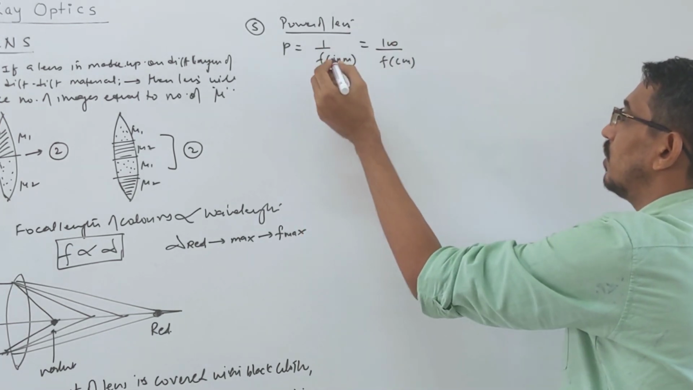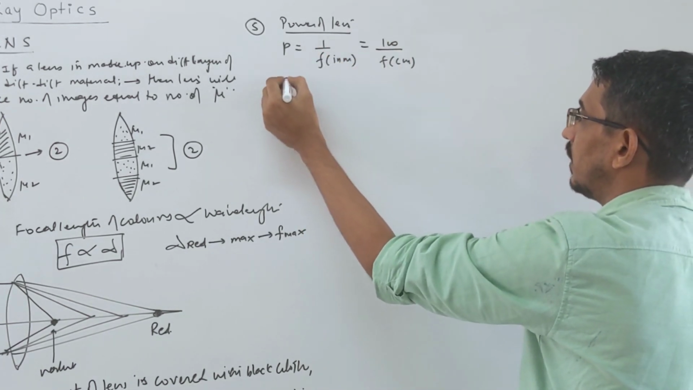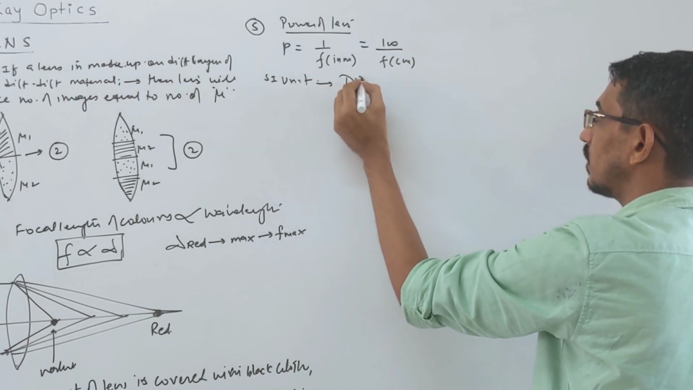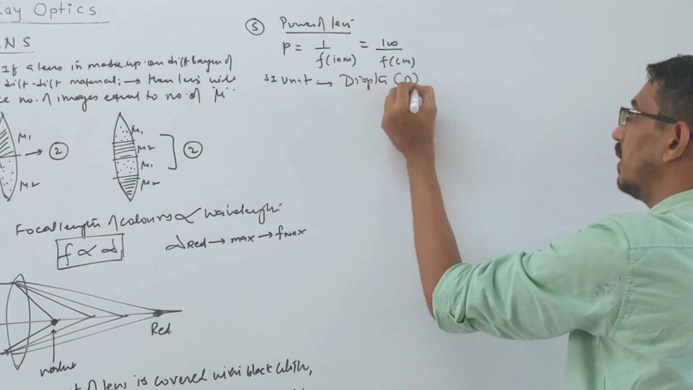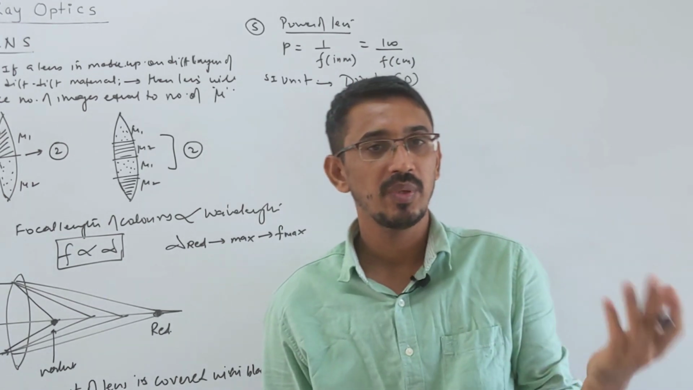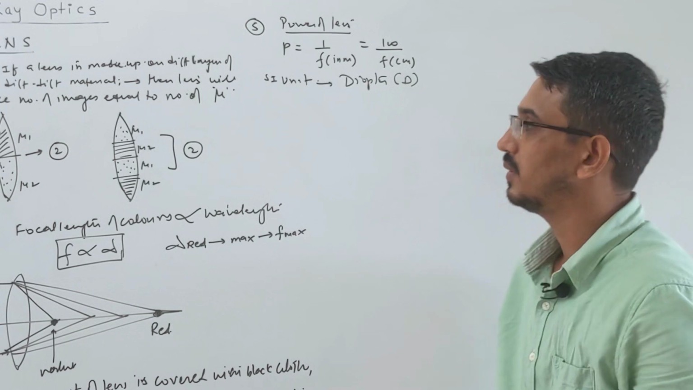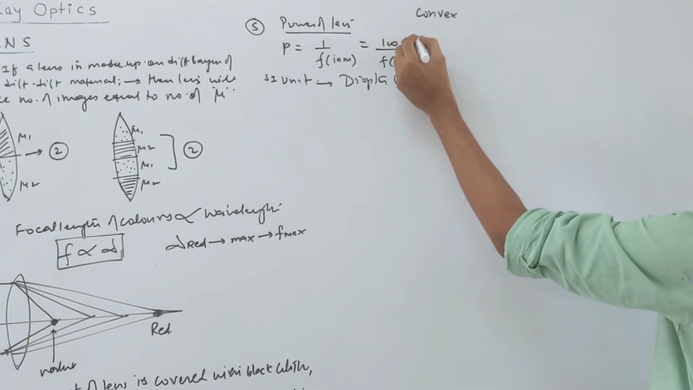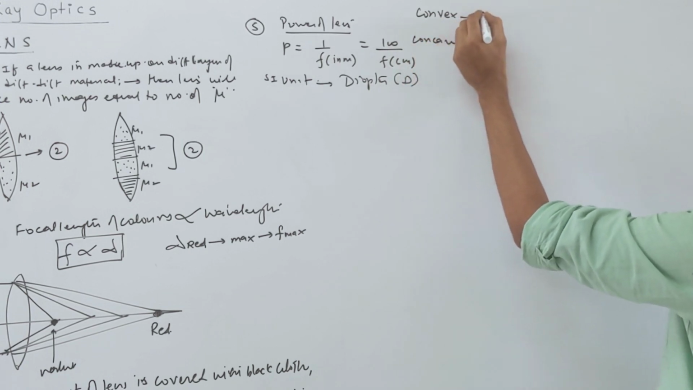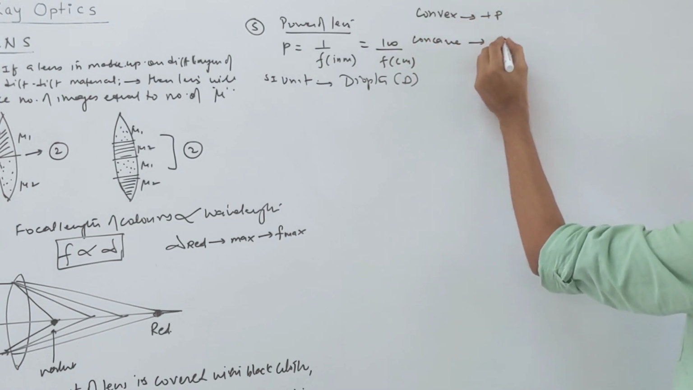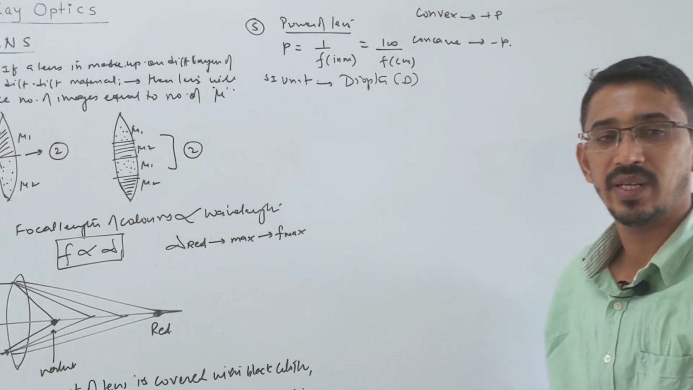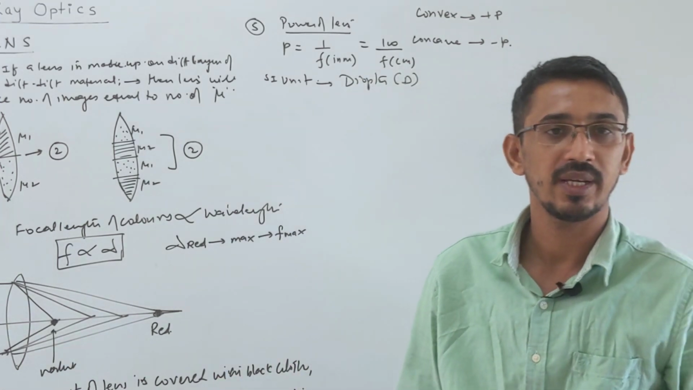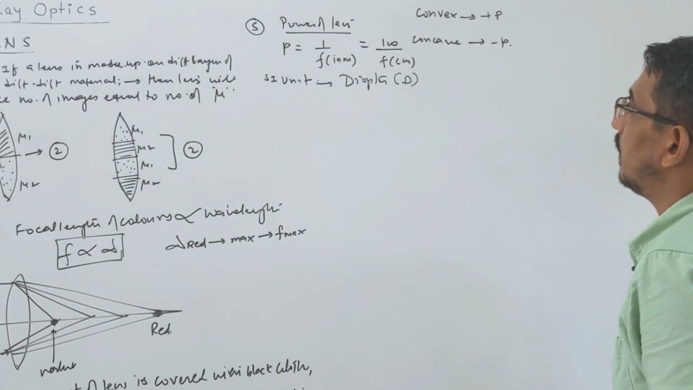The unit of power, you know, is called the diopter. The SI unit of power is called diopter. We write capital D. So power can be positive, power can be negative, right? If this is a convex lens, power is positive; if you have a concave lens, power is negative. Converging lens has positive power, diverging lens has negative power. Okay, power.